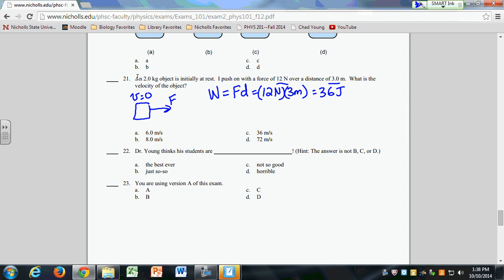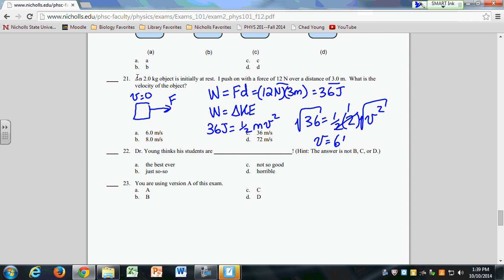Then I know from the work-energy theorem that work is equal to the change in energy. In this case, all the work that I'm doing on the object is increasing its kinetic energy. I want to know the velocity. So I'm going to take that work, 36 joules, and set it equal to 1/2 mv squared. That's 36 equals 1/2 of the mass, which is 2, times v squared. 1/2 of 2 is 1. I take the square root of both sides, and v is equal to 6 meters per second.